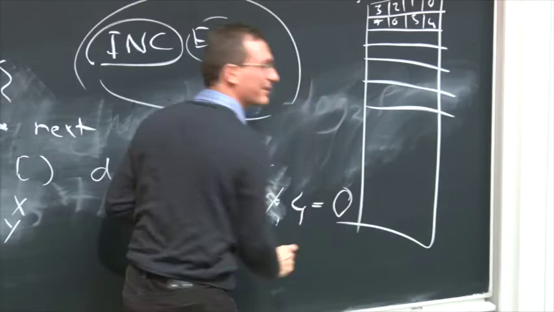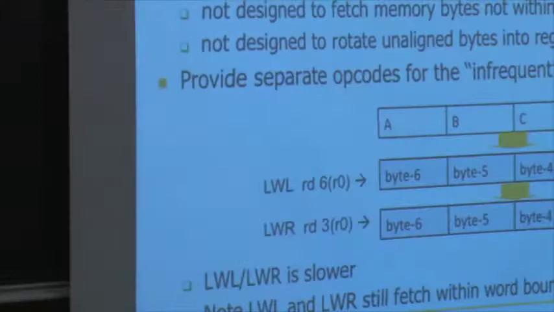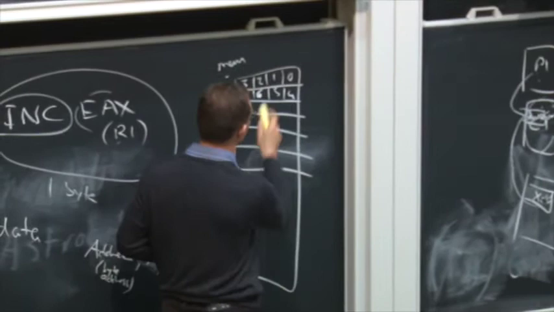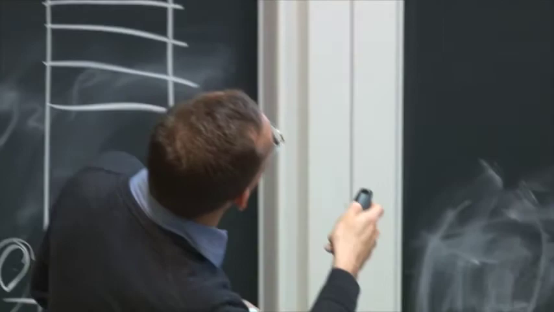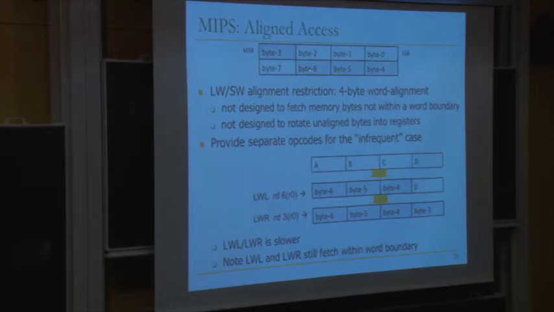OK, so load word and store word, they're not designed to rotate unaligned bytes into registers, which means that if this calculation does not evaluate to 0 when you calculate the address, then you get an exception. But MIPS actually provides, so for example, in this case, we want to access a word starting from byte 3. We want to access byte 3, 4, 5, 6. That's our word with a little endian word.